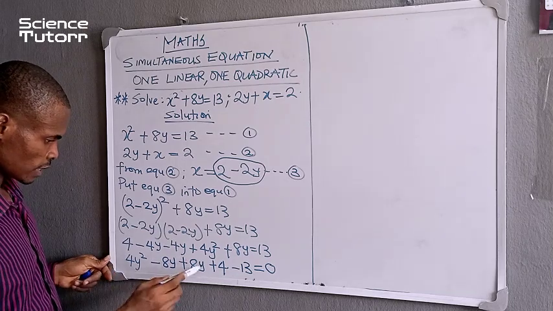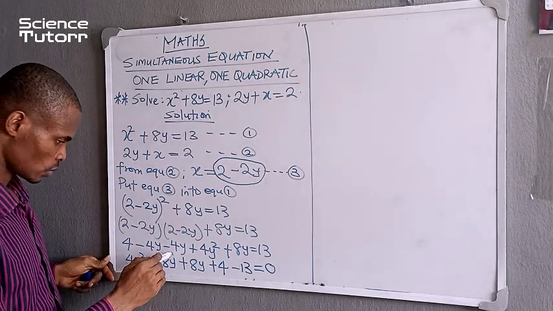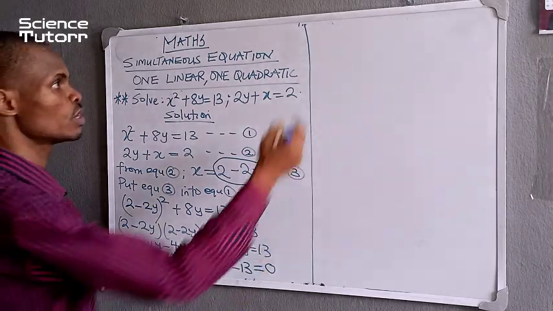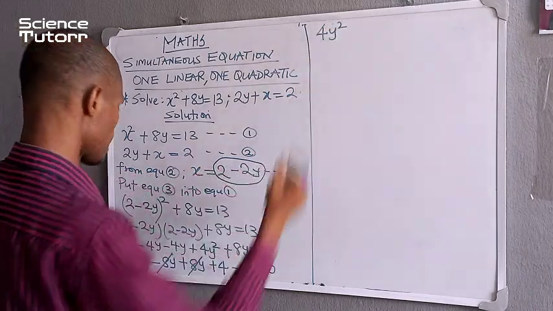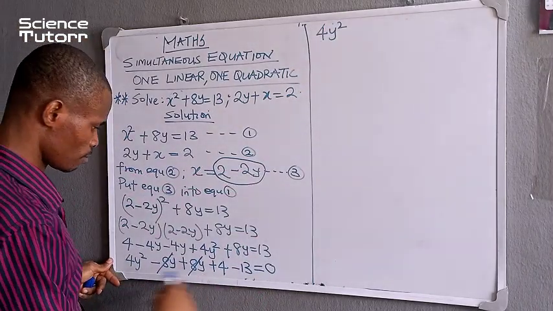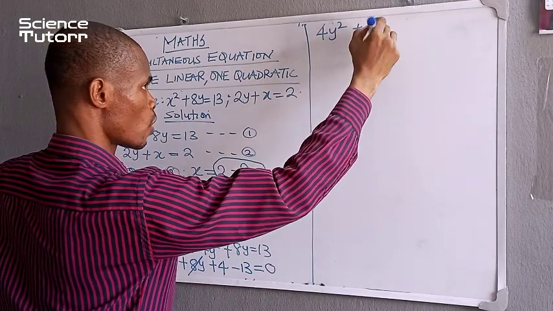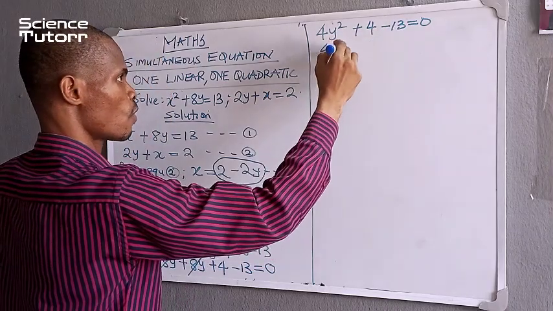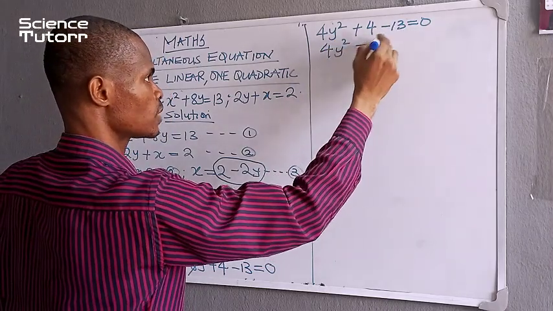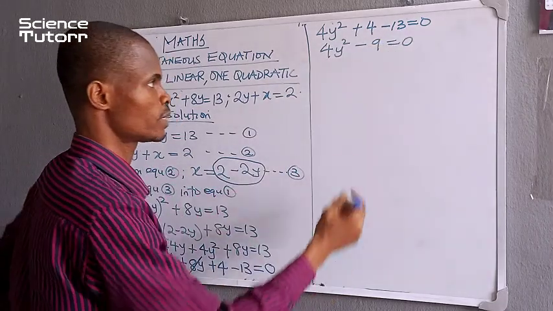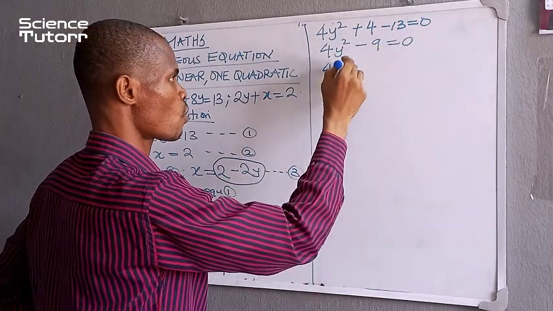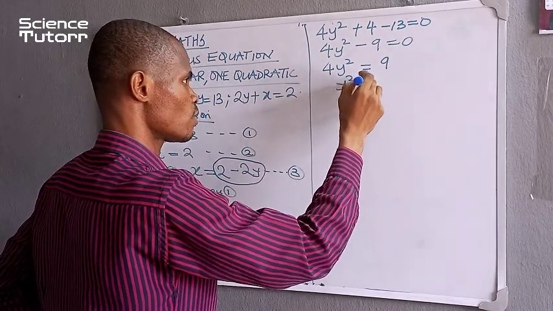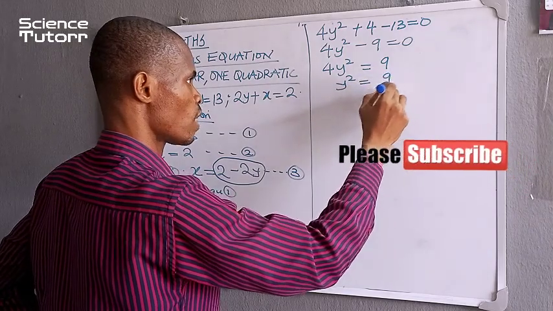At the end of the day, you can see these two terms cancel out. So this one cancels this one. 8y minus 8y is automatically 0. So I'm going to be left with 4y squared plus 4 minus 13 equals 0. 4 minus 13 gives us minus 9 equals 0. So let's find y. 4y squared is equal to minus 9, crosses over, becomes 9. So y squared will be equal to 9 over 4.